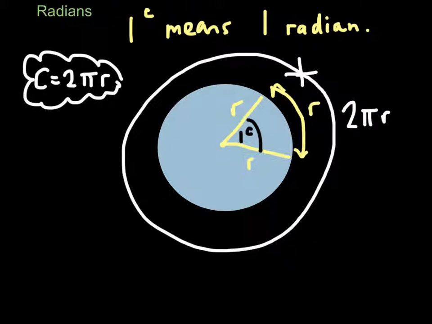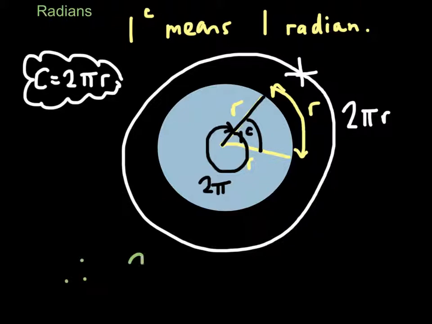So we've taken that arc length, r, and we've multiplied it by 2 pi to get 2 pi r. If we do the same with the angle at the centre of the circle, if we take that 1 radian and multiply it by 2 pi, just as we multiplied the r by 2 pi to get 2 pi r, then in radians the angle at the centre of the circle is 2 pi radians.